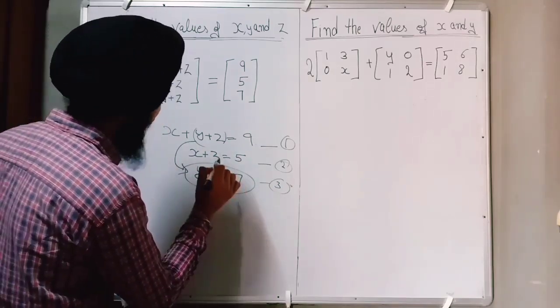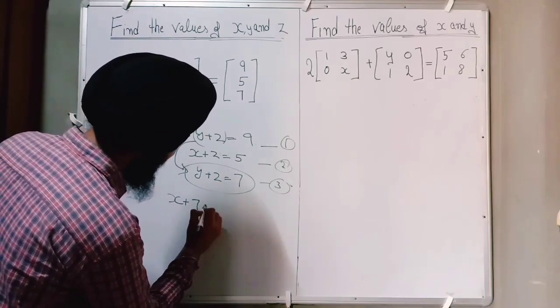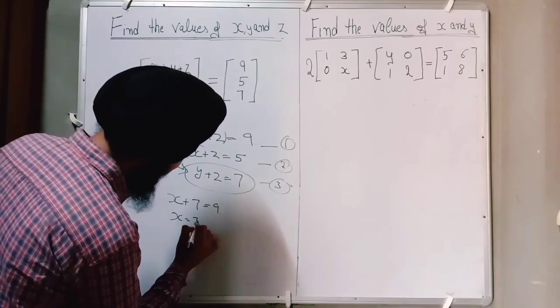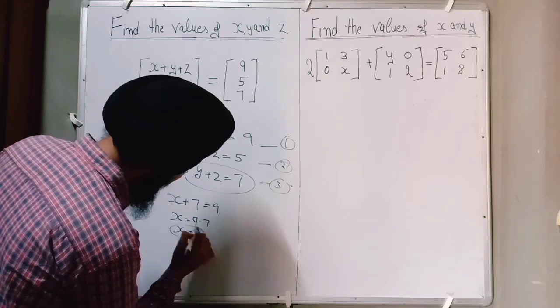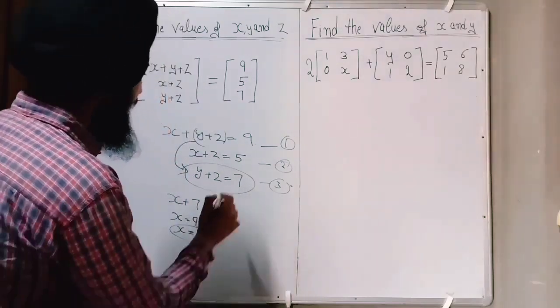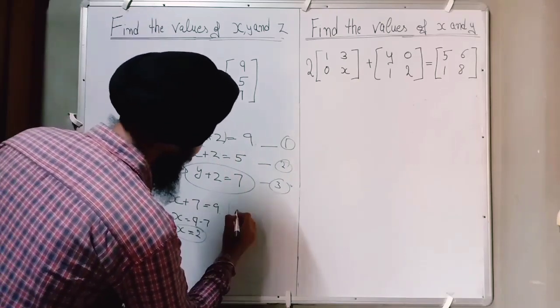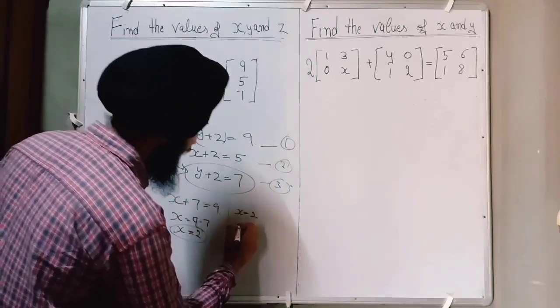Put this value of 7 in equation number 1. x plus 7 is equal to 9. The value of x is equal to 9 minus 7, which is equal to 2. The value of x is equal to 2. Put this value in equation number 2.